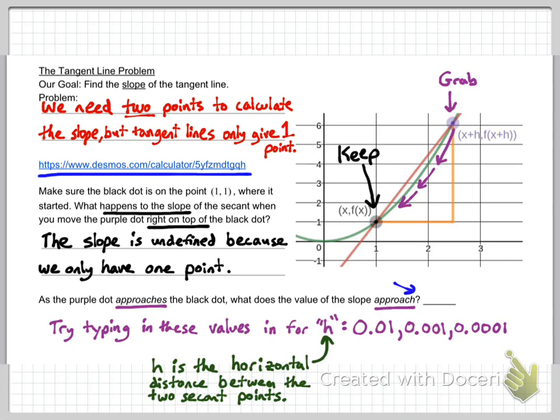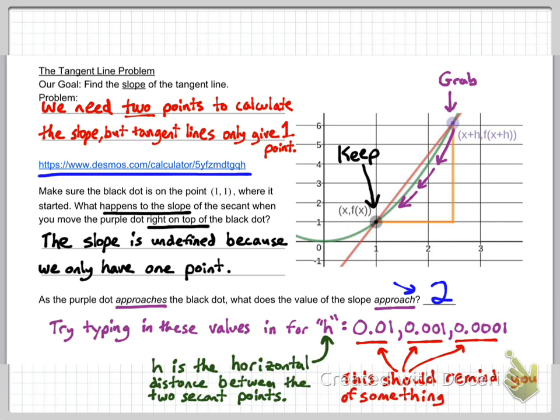All right, did you get the value of 2? You should have gotten some values for the slope that are really, really close to 2. And you should notice something: these 0.01, 0.001, 0.0001 should remind you of something we've been doing recently, and that is limits, and that's going to come into play in just a moment. All right, let's flip on over the back and see what is going on with the algebra of this situation.